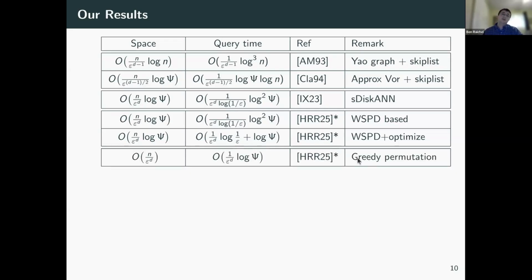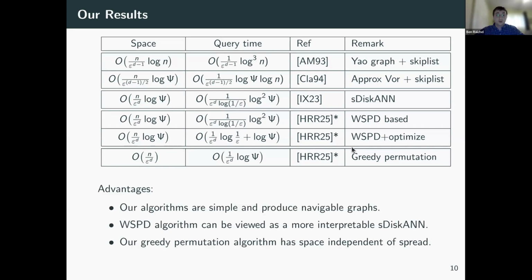We can construct one of these nearest neighbor search graphs using just greedy permutation. If you don't know what the greedy permutation is, it's a simple idea, but I'll explain it in later slides. But using this, we can actually get a space whose bound is independent of the spread and a query time which is still quite good: log spread over epsilon to the d. Okay, so the idea is we're going to give simple algorithms to build these graphs that perform well.